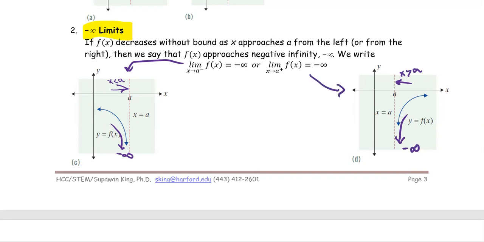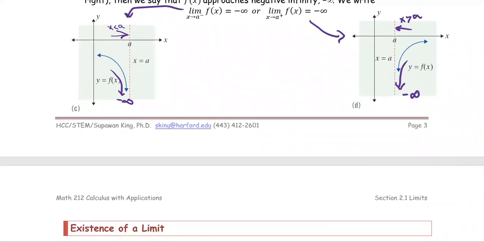So then the symbolic form, the limit f of x as x approaches a from the left equals negative infinity, can be represented by the left graph. And the limit f of x as x approaches a from the right equals negative infinity can be represented by the graph on the right.